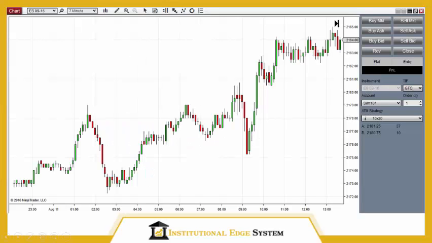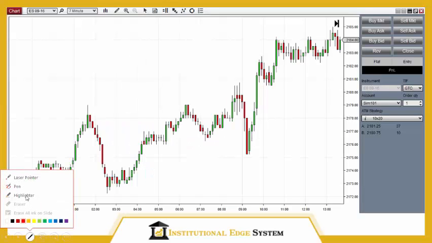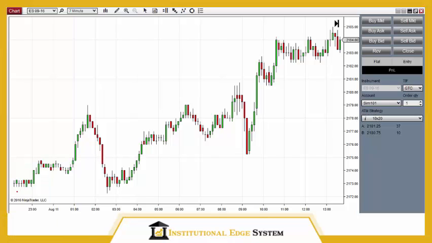Well, we all know it. Finding entries is hard enough. You do your work, you find your locations, you're patient, and then finally your entry opportunity presents itself. Maybe it's a scenario like this where price comes up and then comes back down. You're looking at a low or a floor, and you decide to make your long or your buy entry, thinking that price is going to go back up, and it turns out you're right.